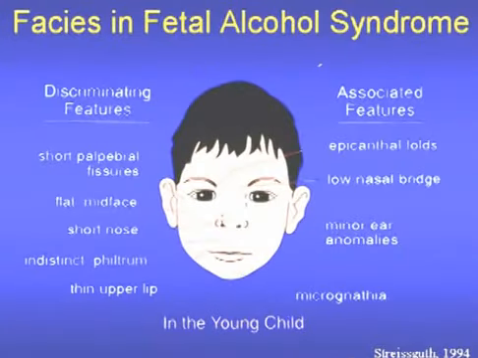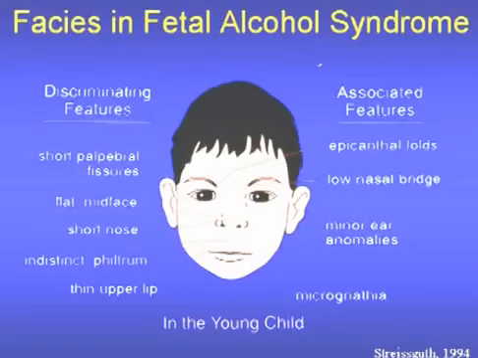It must be stressed that the facial characteristics basically define FAS. Without these facial features, one cannot be diagnosed with FAS. In particular, the discriminating features are short palpebral fissures, that is, the length of the eye opening, a flat midface, an indistinct or flat philtrum, which is the ridge under the nose, and a thin upper vermilion, that is, lip. While each of these can occur in a variety of disorders, the combination of these features appears to be consistent with heavy prenatal alcohol exposure.